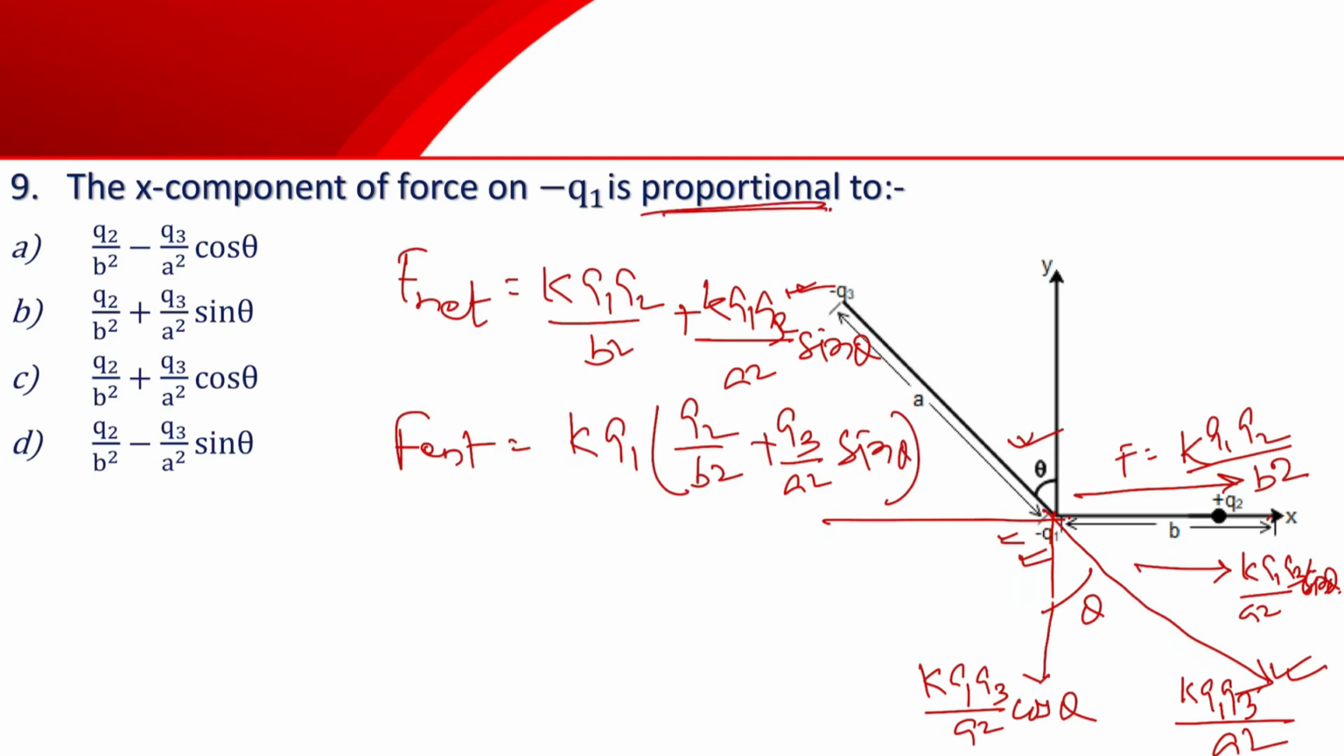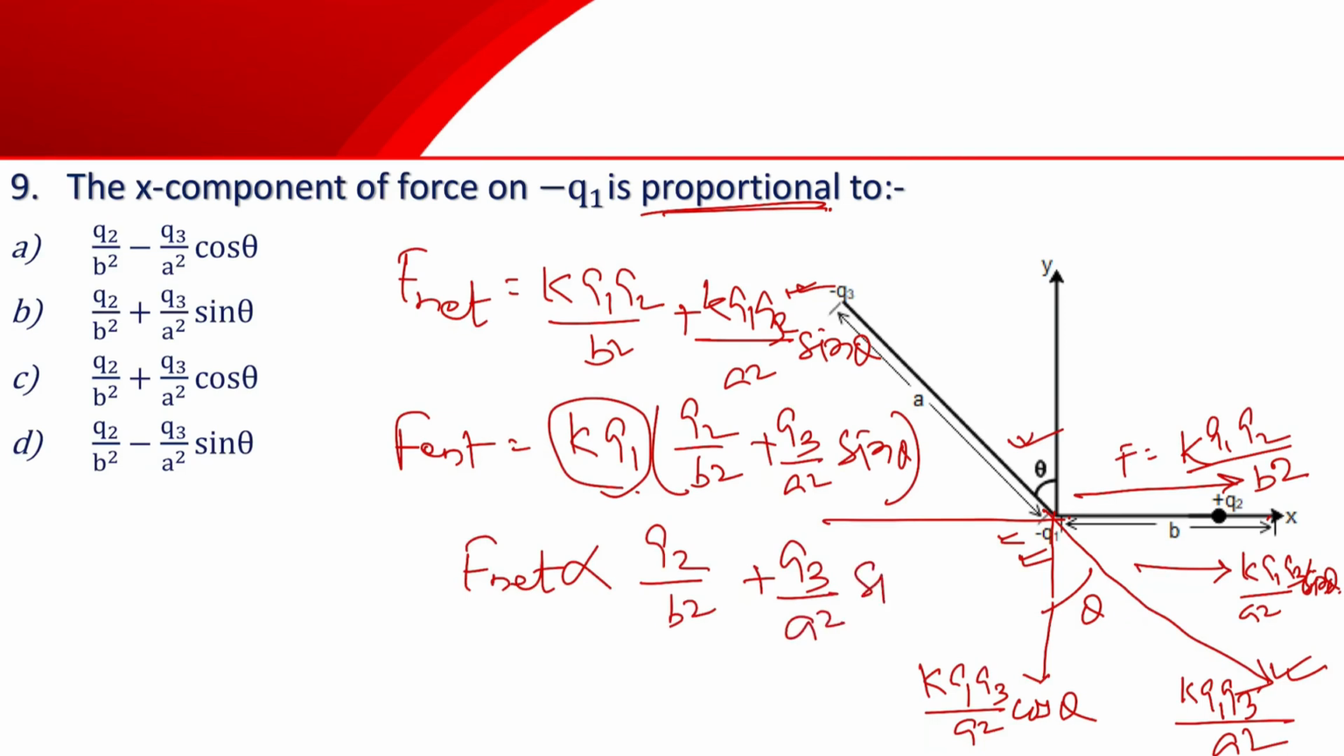And x component of force is proportional to, they are asking that force is proportional to, so we need not write the constant. If you don't write the constant, we can write F net is proportional to Q2 by B square plus Q3 by A square sin of theta. So this will be the answer. So this option B is correct.